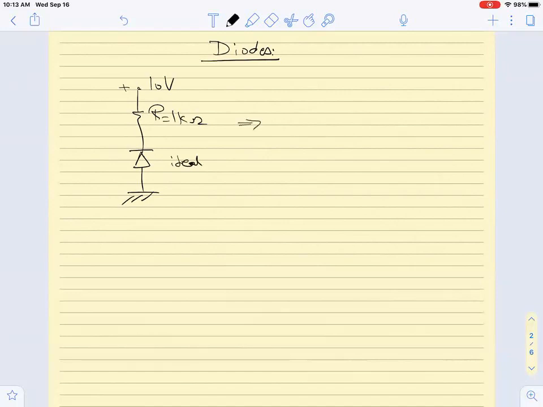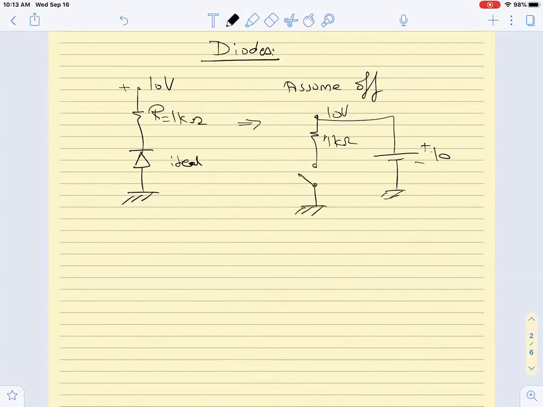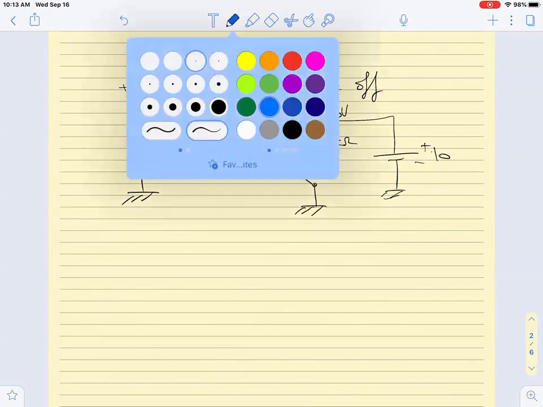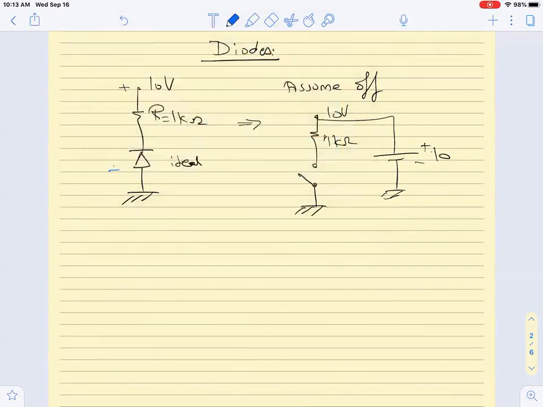The first thing we will do is assume the diode is off, and we will draw the 1K ohm resistor. We will put the 10 volts, plus or minus 10. What we did is we treated the diode as an open circuit, and we agreed that if I have plus or minus V for the diode, the plus will be on the anode, and the current is in the direction of the diode.